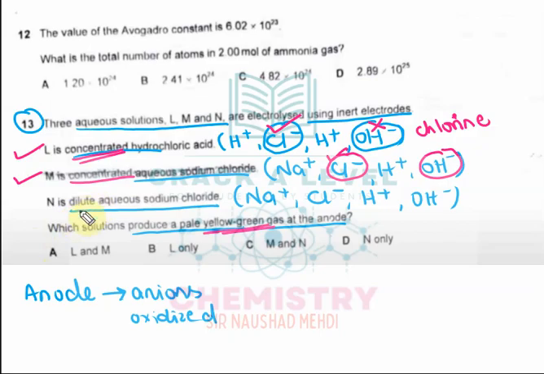Now the N is the dilute aqueous sodium chloride. So dilute means that the hydroxide ion is more in quantity. So since hydroxide ion is in more quantity, it will get discharged and the chlorine will not get discharged. So in this case, since hydroxide ion will get discharged, oxygen gas, which is a colorless gas, will be produced, and yellowish green gas will not be produced. Okay, so which solutions are producing the yellowish green gas? L and M. Okay, so option A is the correct answer for this one.